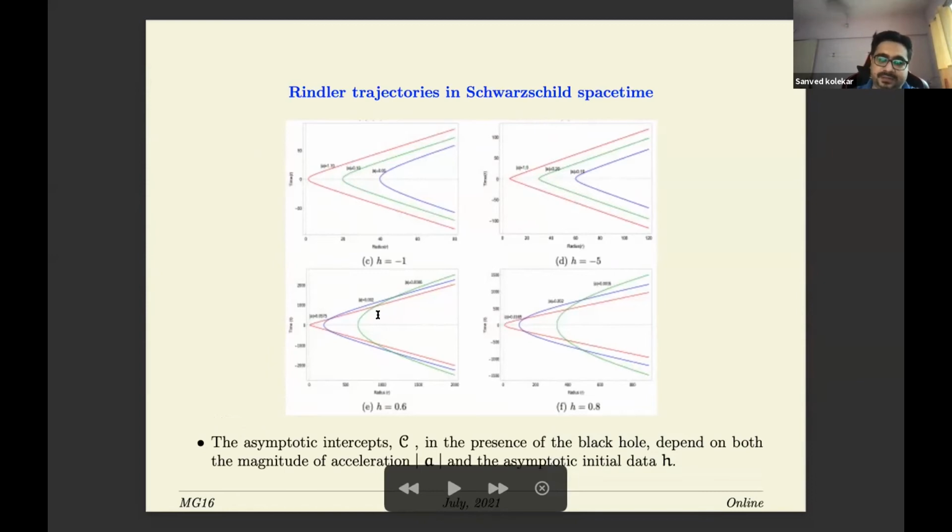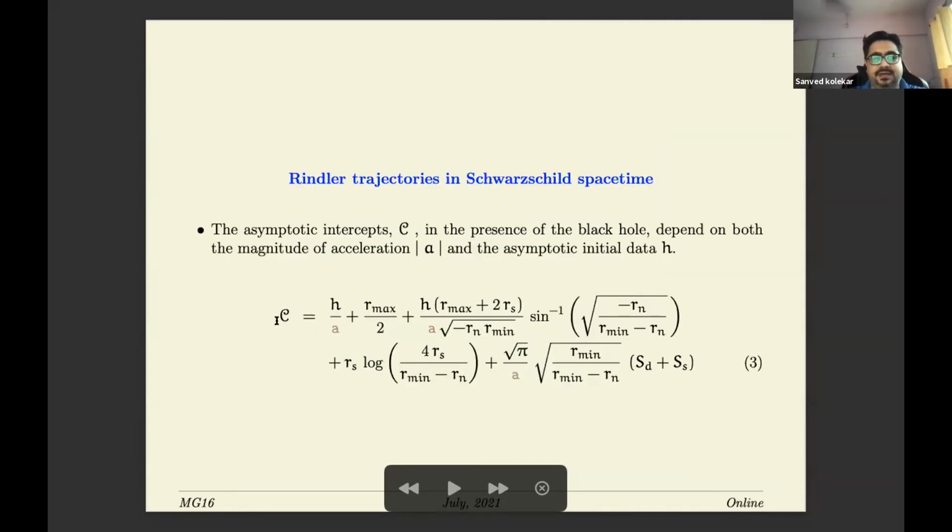Now, having found these Rindler trajectories, one can also try to find the asymptotic intercepts C, which are the intercepts of these Rindler trajectories with future null infinity. You can even have an analytic expression for these asymptotes. Because of the time symmetry of the problem, whatever intercept you find for future null infinity, the same intercept holds upon doing the inverse operation in time for past null infinity. You can find those in terms of the two parameters, h and a.